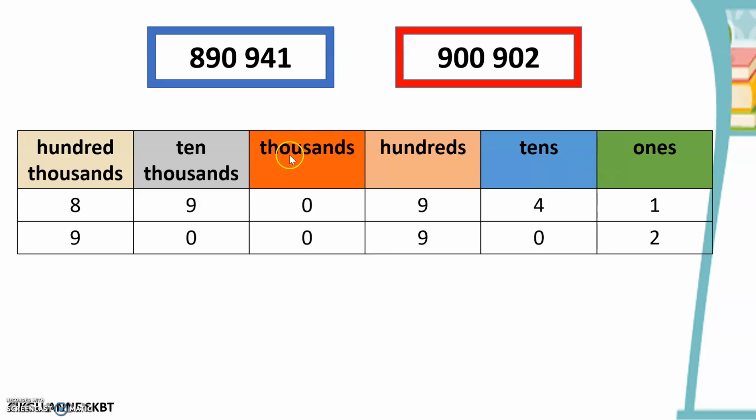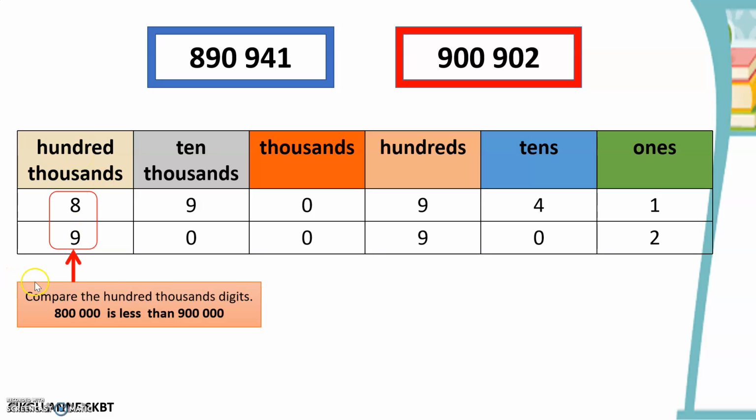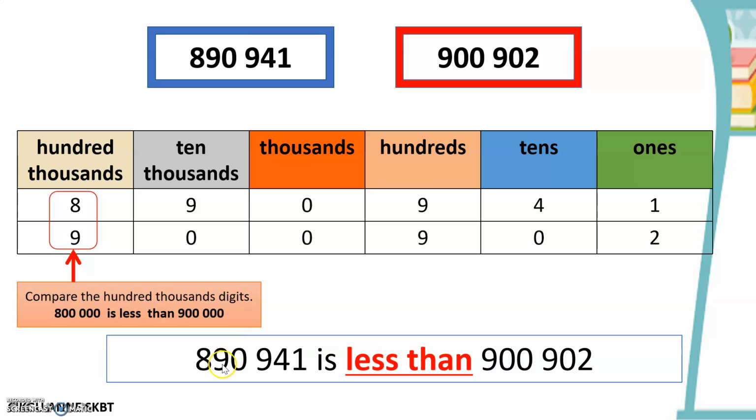We separate the digits according to the place value. And then from the left, this one is 100,000. 8 is smaller. 8 is less than 9. So 800,000 is less than 900,000. Answer will be 890,941 is less than 900,902.